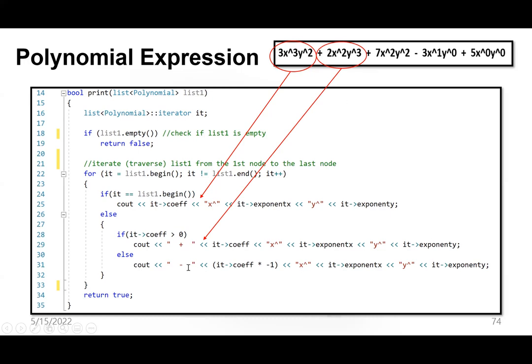Then this minus 1, this one is to print something like, because this 3 here is a minus, right? Minus 3. So when I print the expression, I have to put minus 3 power 1 and so on, right? So that's why I have another cout for me to print this minus coefficient, or negative coefficient. Okay, so this is my print.